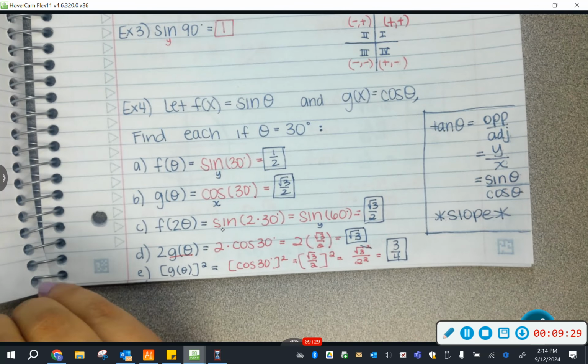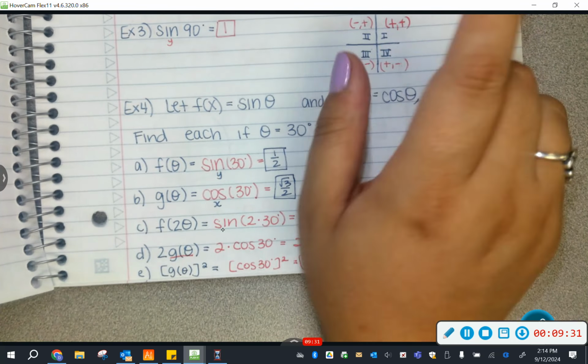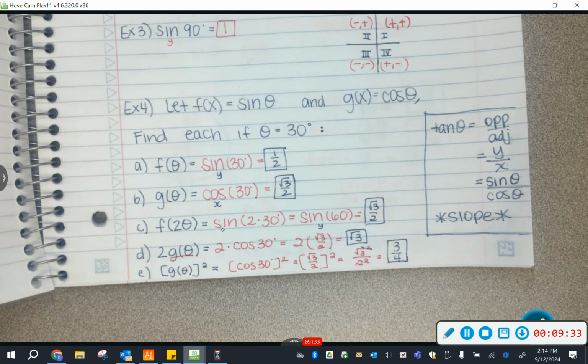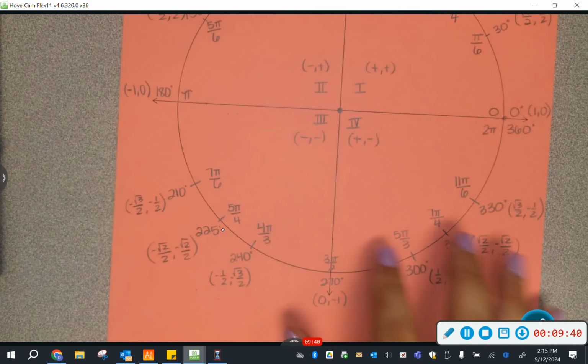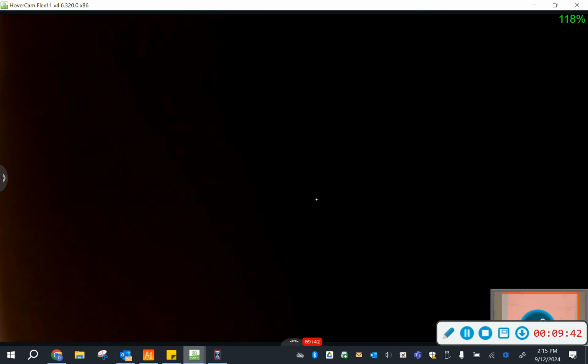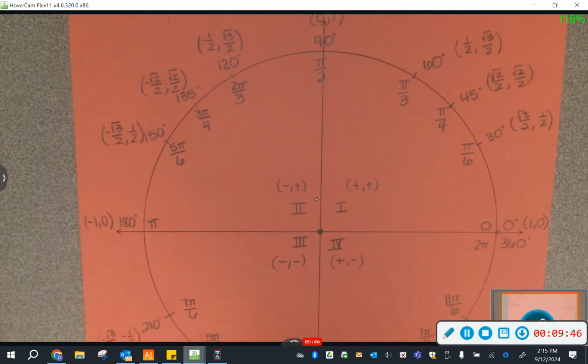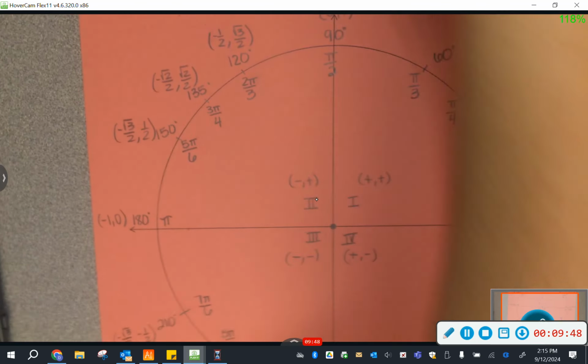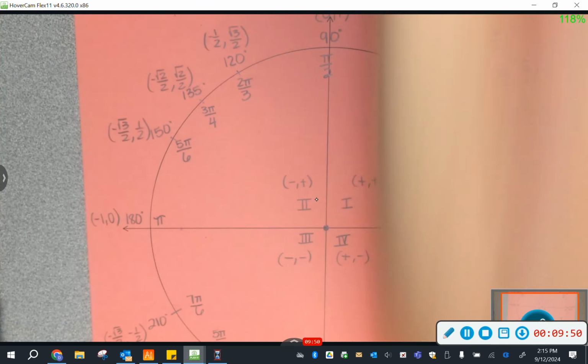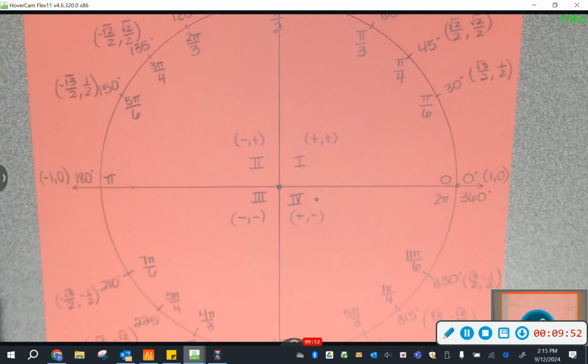Can you get out your salmon sheet, please? Get out your salmon sheet. So I'm going to do my tangents on the inside and I'm going to box them so that I know.